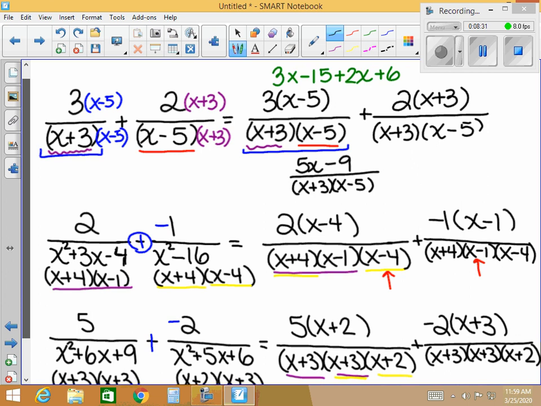And before I circle my answer, I have to make sure I'm in lowest terms. In order to be in lowest terms, the bottom is already factored. So I just ask myself, can I factor 5x minus 9? Okay, if I can, I do. And since I can't, I say, well, there's no 5x minus 9s on the bottom. So this is lowest terms.